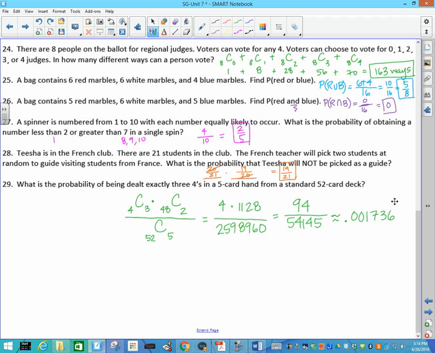0.001736. And since most of our answers have been decimals, I'll put it in percent. So I move it over 2 places, and that would be 0.2%. So that's the percent that you have of getting exactly 3 fours when you are dealt a 5-card hand from a deck of cards.